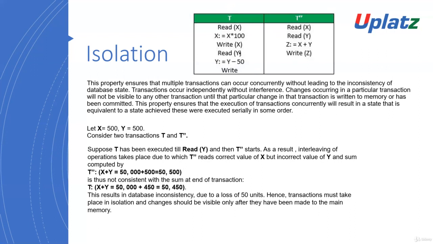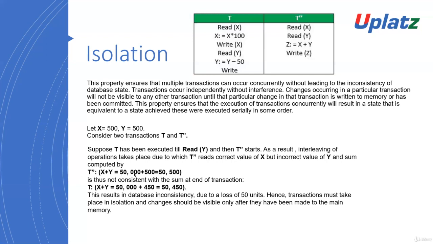It updated X to 50,000 while my Z equal to X plus Y was being performed with 500 plus 500 rupees. So at this stage, T quote does not know that X has been updated and hence it is using the old value. So this particular transaction is reading the correct value of X, but it is reading the incorrect value of Y.